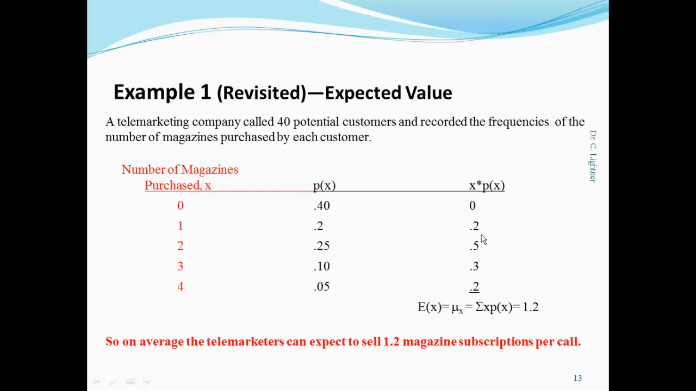0 times 0.4 is 0. 1 times 0.2 is 0.2. 2 times 0.25 is 0.5. We do the same thing with the last two values that could occur. If we sum up this last column, we obtain 1.2, which is the expected value of x. Therefore, on average, the telemarketers can expect to sell 1.2 magazine subscriptions per call.